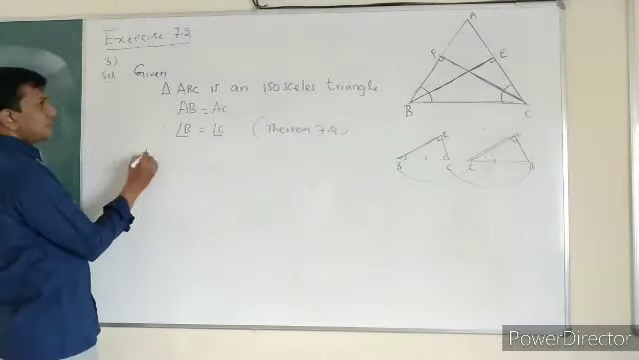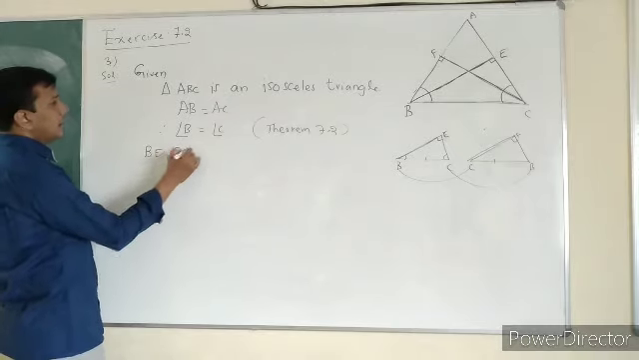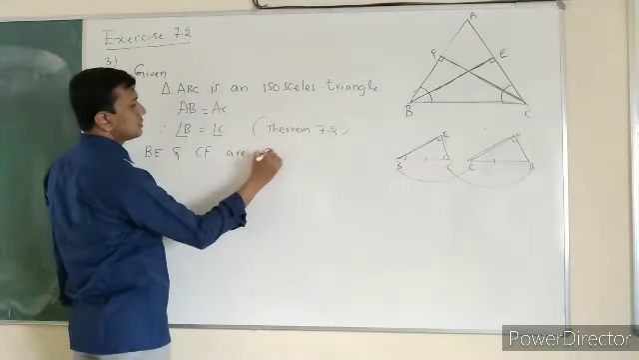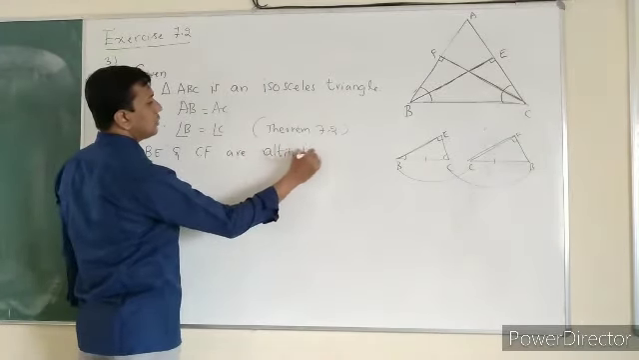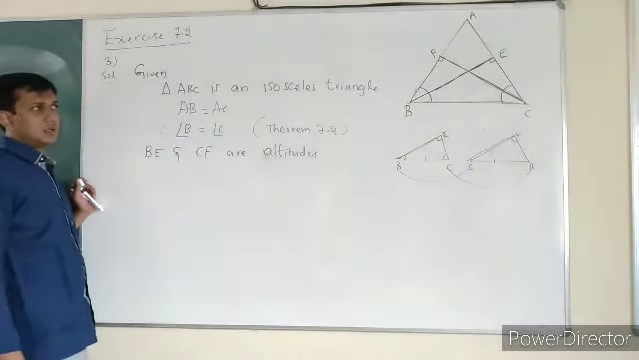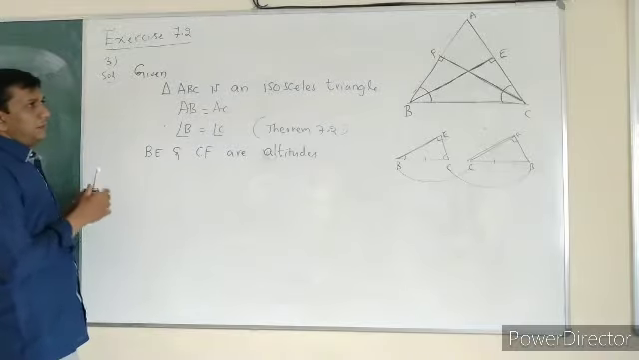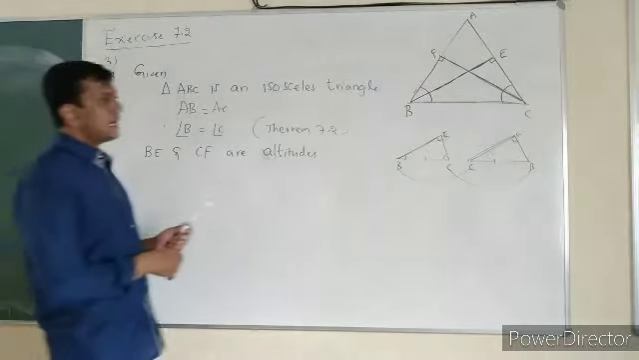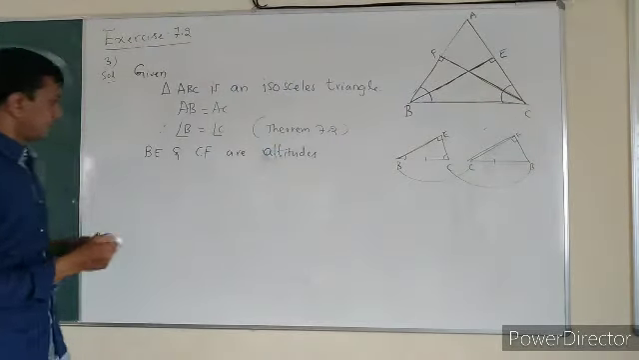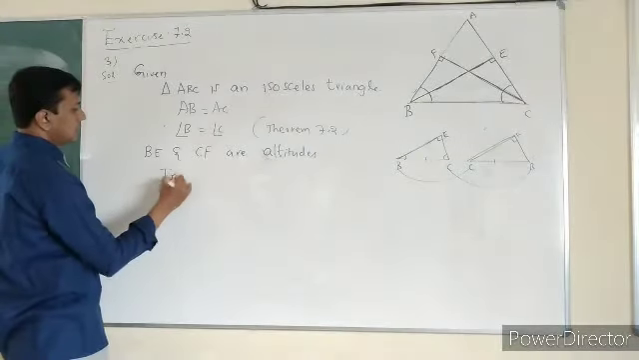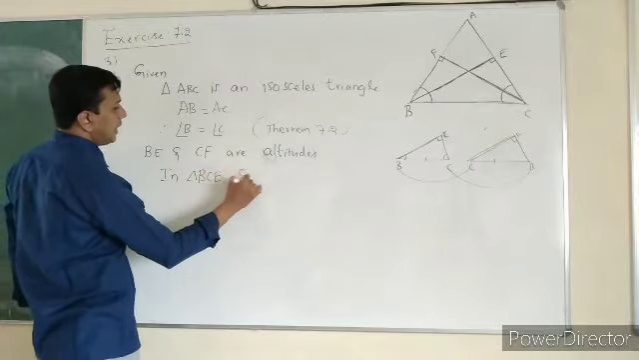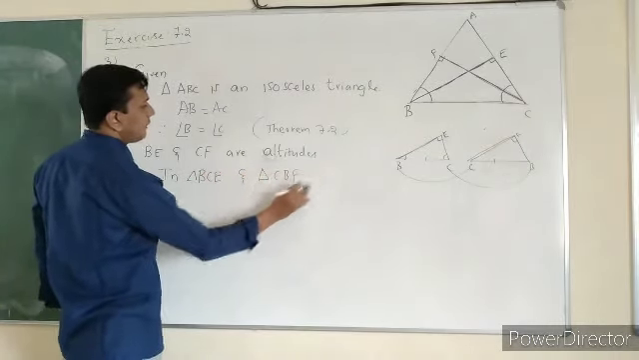Now BE and CF are altitudes, perpendiculars. Altitude is sometimes also called height. Okay. Now comparison between which triangles? BCE as well as CBF. In triangle BCE and triangle CBF.